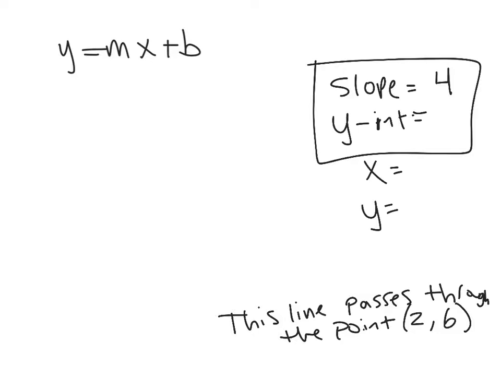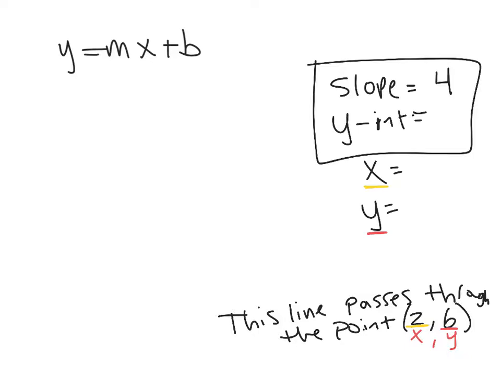But what we do have is a coordinate. And we know that a coordinate is an x, y, right? So what that tells us here is that we actually have an x, right? Our x is 2, and we have a y. Our y is 6. So I could plug in here x equals 2.